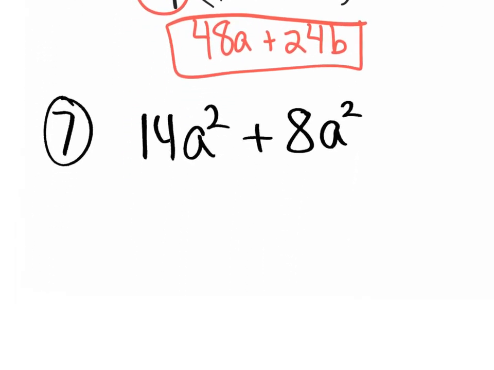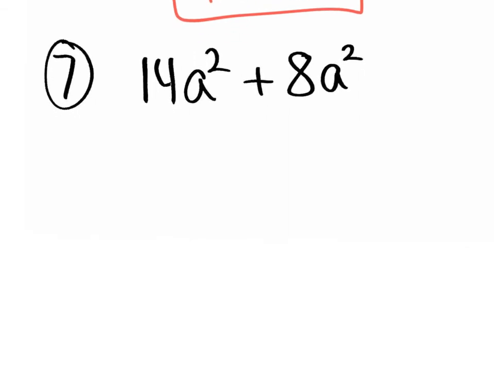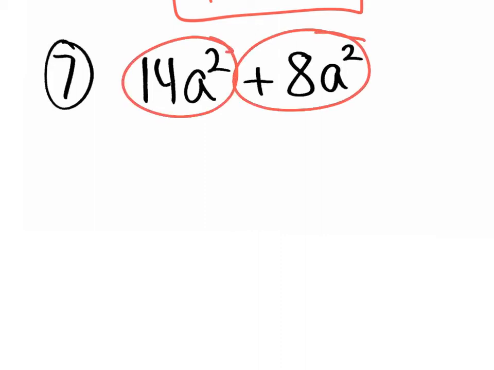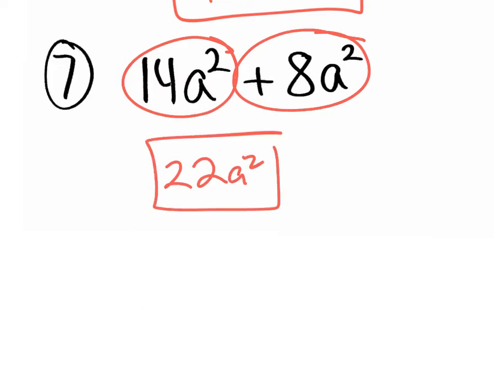7's probably the easiest question on the whole midterm. But some people still get confused. We're simplifying. All we're doing is combining like terms. So 14a squared plus 8a squared, you could actually do that. The answer is 22a squared. That's it.